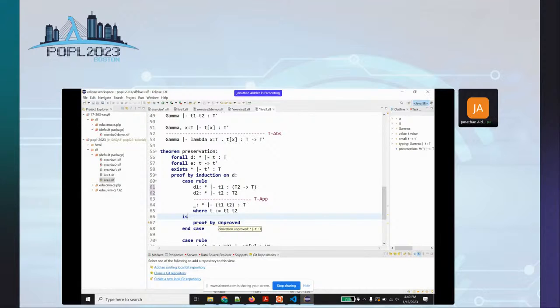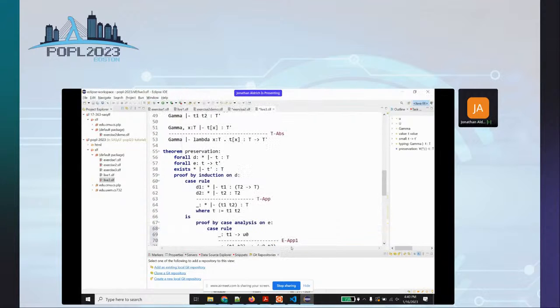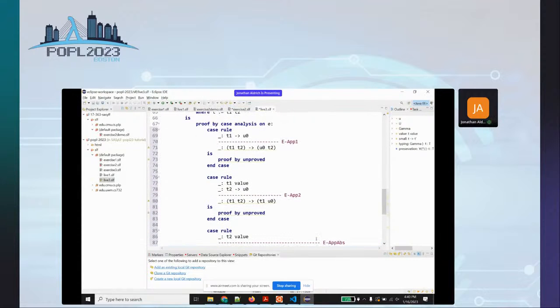I think if we want to use induction on D, we have to make case analysis on E first. Yes. We know all cases of E. Absolutely, completely correct. So we need case analysis on E here. And again, I'll go ahead and be lazy here. I could say I'm doing it for the interest of time, but okay. And we have our EAP1, EAP2, and EAP apps. These are interesting ones here.